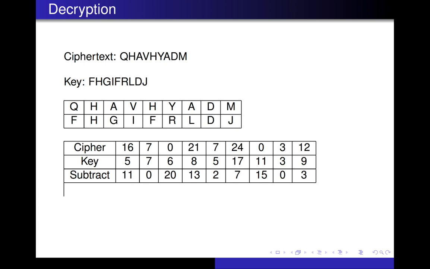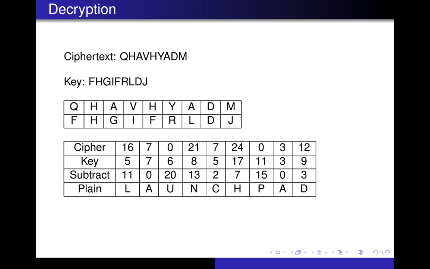You can see most of them were just regular subtraction. 16 minus 5 is 11. 7 minus 7 is 0. But then we get to 0 minus 6. That literally is negative 6. But when we mod out by 26, we get 20. 21 minus 8 is 13, 7 minus 5 is 12, 24 minus 17 is 7. Here we have another one that's negative: 0 minus 11 is negative 11, which is 15 when you take it mod 26, and the rest of them are just plain old subtraction. And then you take those and you convert them back into letters, and you end up with the plain text Launchpad.